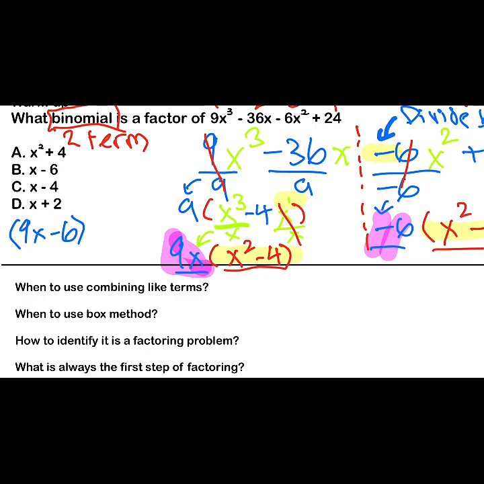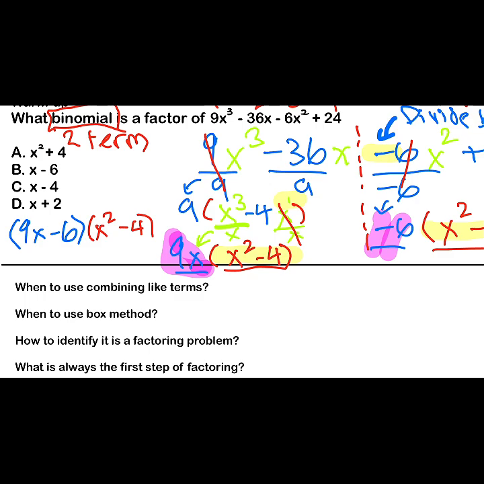In our second parentheses, we are going to be putting x squared minus 4. So, now, what we're doing here is we're saying, okay, so we have 9x minus 6, and we have x squared minus 4. Gotta look at our problem so far.